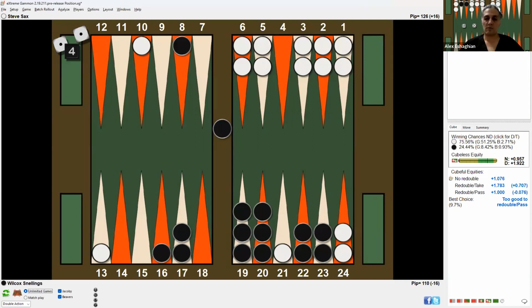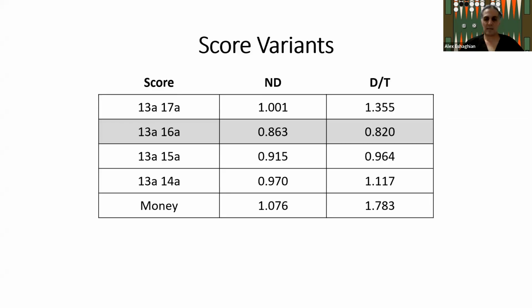So I looked at different score variants. And that's here. So 13 away, 16 away was the score in the match, and it turns out to be a no double. Look what happens when you change the trailer score to 17 away. Now that 16 cube does not win the match, and it becomes slightly too good to double. So it's really valuable to take at 16 away, because you can win the match with perfect efficiency. At 15 away, it's not much difference, but it's a little bit different, and it's enough to make it a double. Now when you're at 14 away, it becomes a pass.